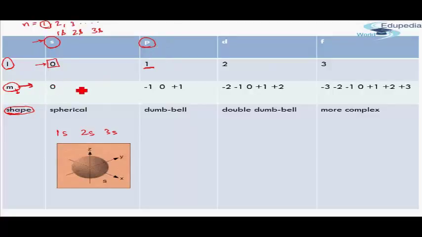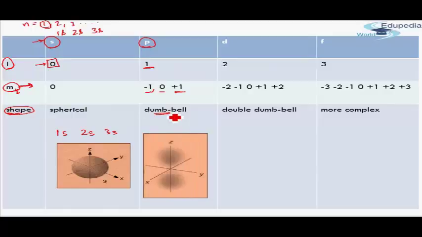Alright, the magnetic quantum number can have three different values: -1, 0 and +1. That is to say, for p, or for l equal to 1, there are three different orbitals present. So what are their shapes? All of them will have the same shape. All these three orbitals, the ones represented by -1, 0 and +1, will have the same shape, which you can define as a dumbbell shape.